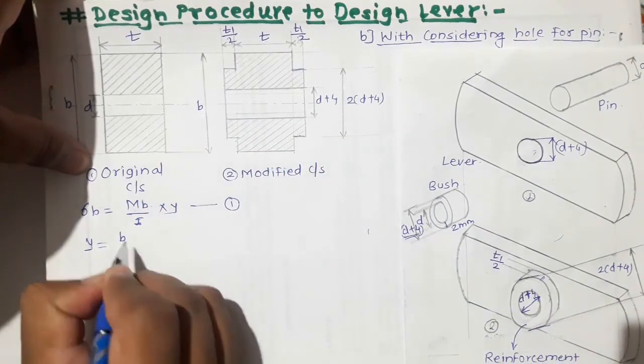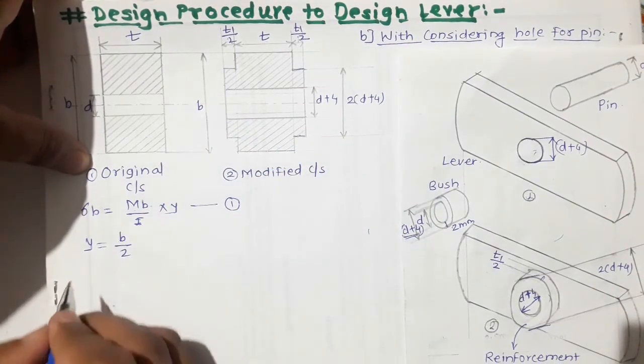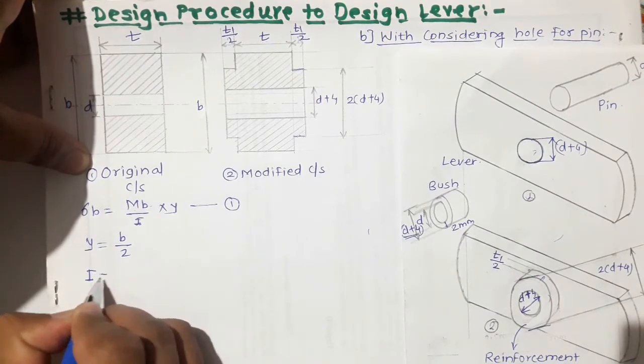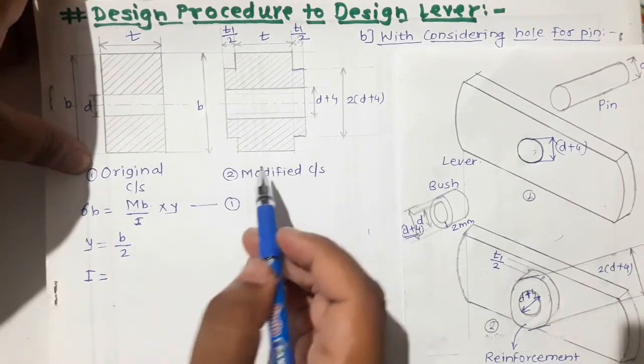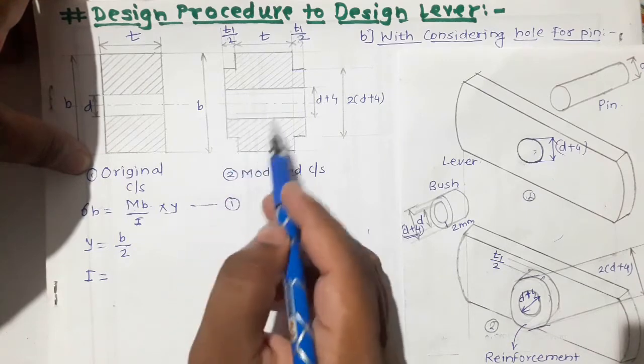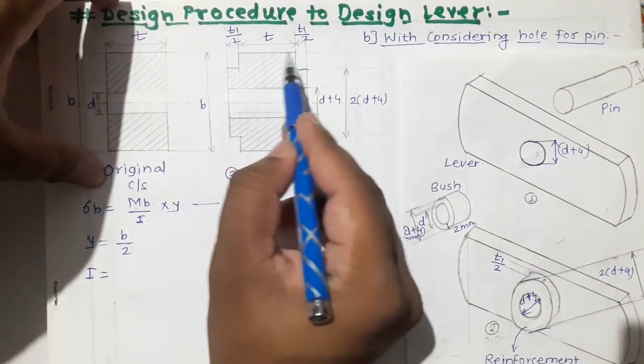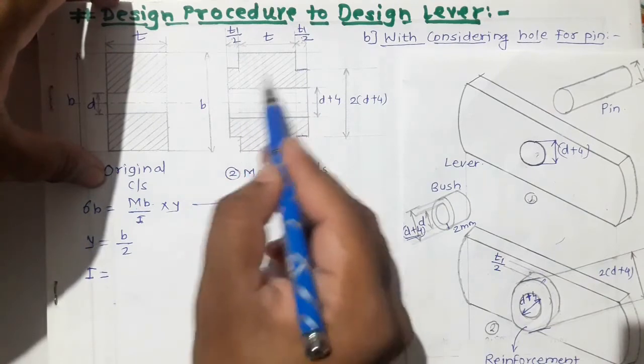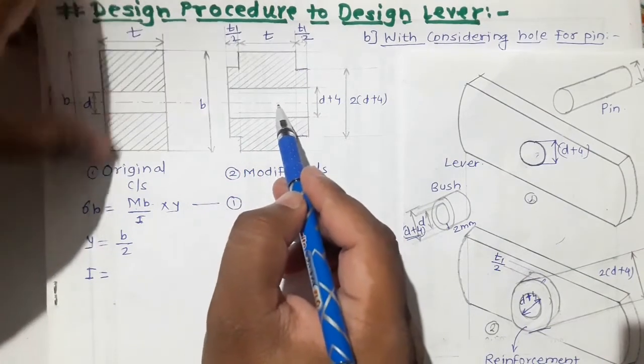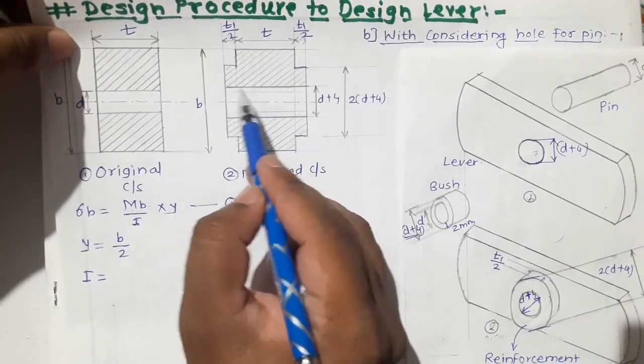So y is equal to b upon 2. Now last is moment of inertia. The moment of inertia will change because the cross section has been changed. So what we have to do first, we have to consider this total area as a solid, and then we have to subtract the moment of inertia of this hole.